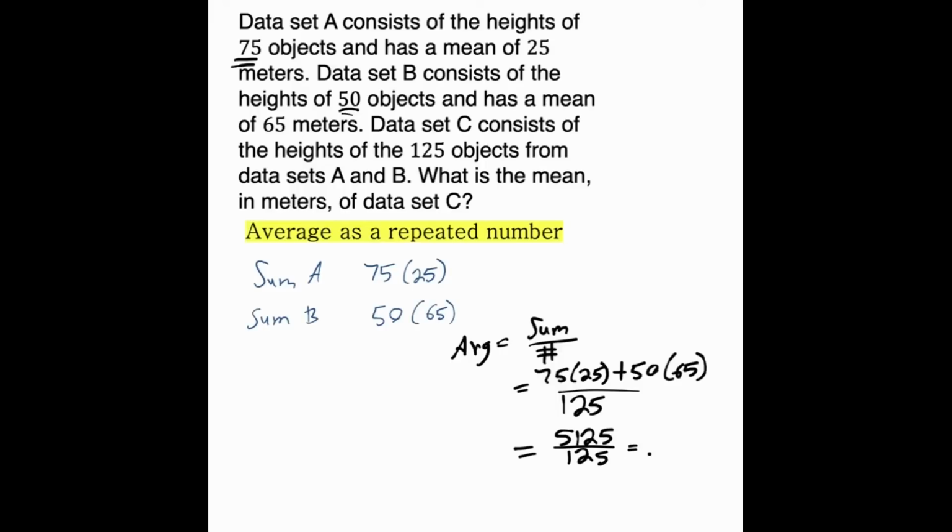We're going to divide that out. And that gives us 41, and that's the mean of data set C.